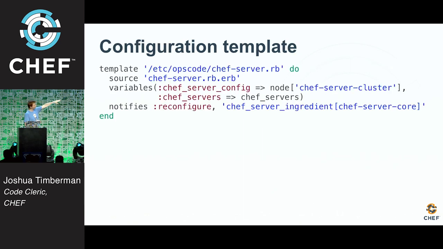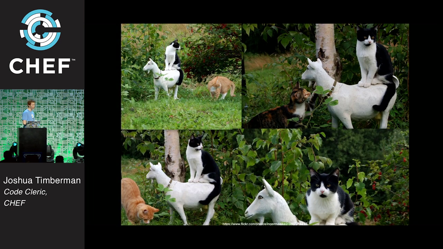So I've got a chefserver.rb file. That's the Chef server config. I'm going to pass in my Chef server config and my Chef servers, and I'm going to notify my Chef server ingredient, Chef server core, to be reconfigured.